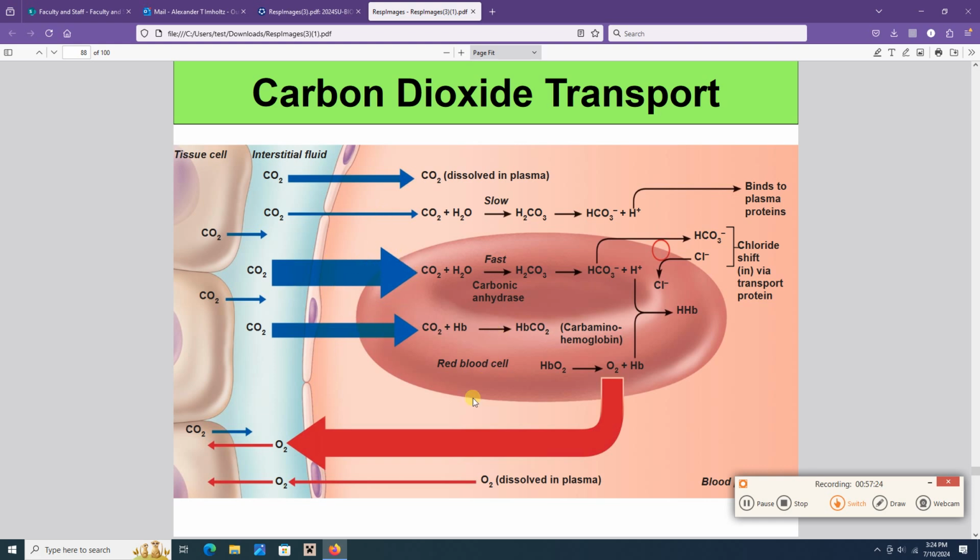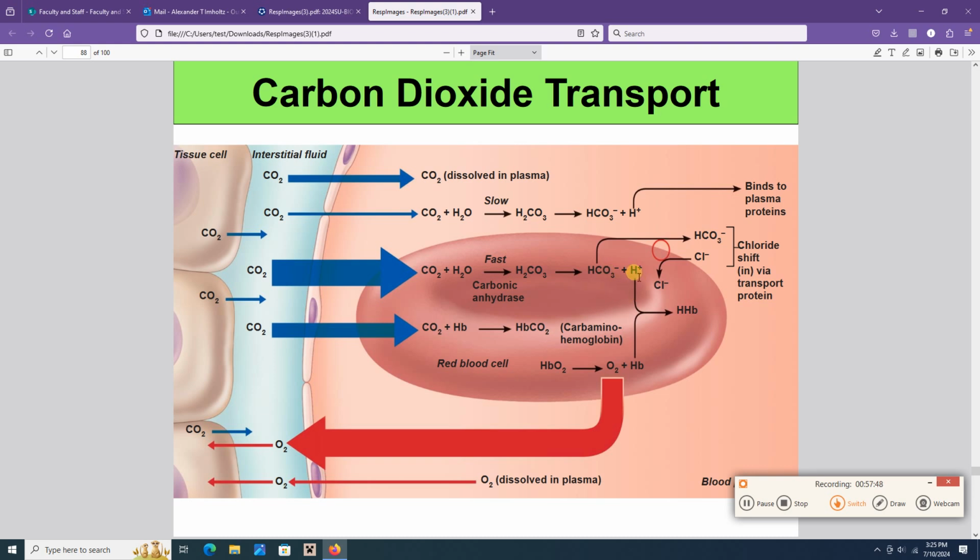In your red blood cells, 20% of your CO2 combines with hemoglobin to form carbaminohemoglobin. The other 70% of your CO2 inside the red blood cell combines with water to form carbonic acid, which then splits to form bicarbonate and a hydrogen.